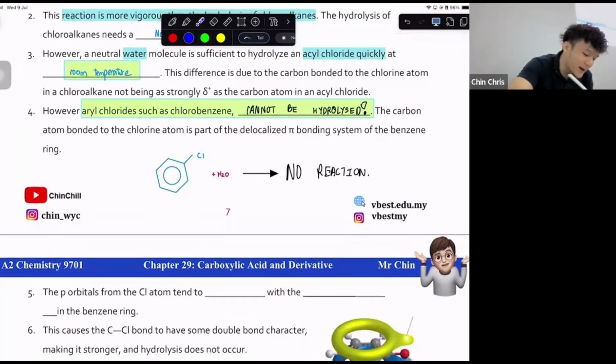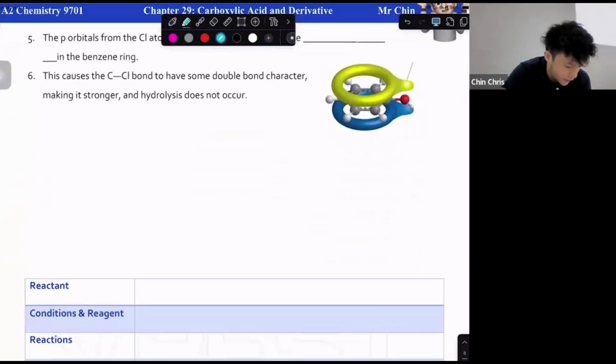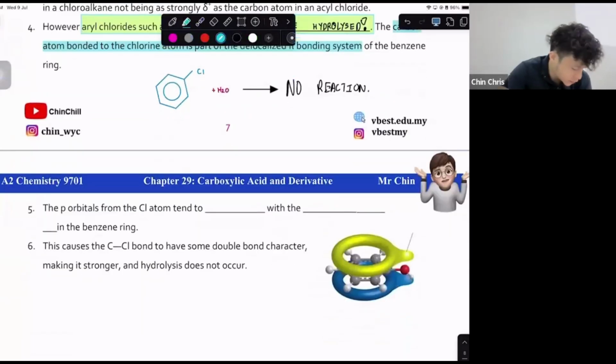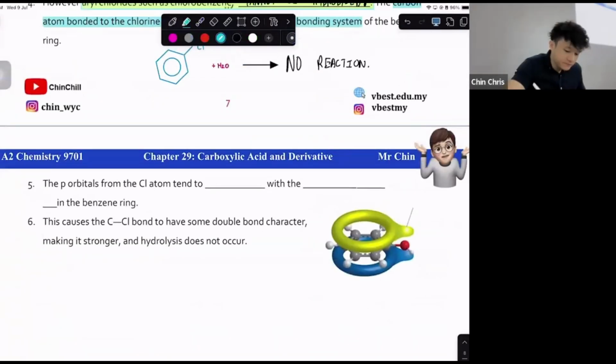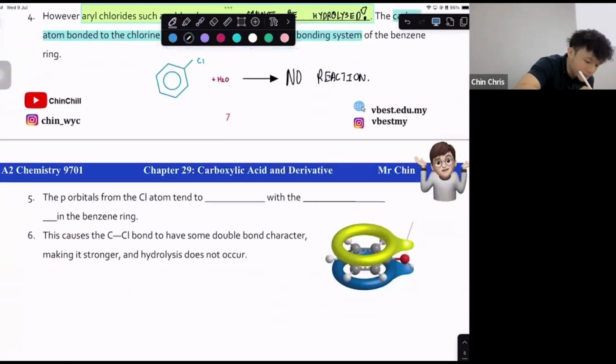Alright guys, next. The carbon atom bonded to the chlorine atom is part of the delocalized system. Later I will talk about it. So just highlight this line first. Why, sir? Later I will explain why. I want you guys to highlight this line first. Then look at page 8. There's an empty space there. Alright guys, let me explain the reason why.